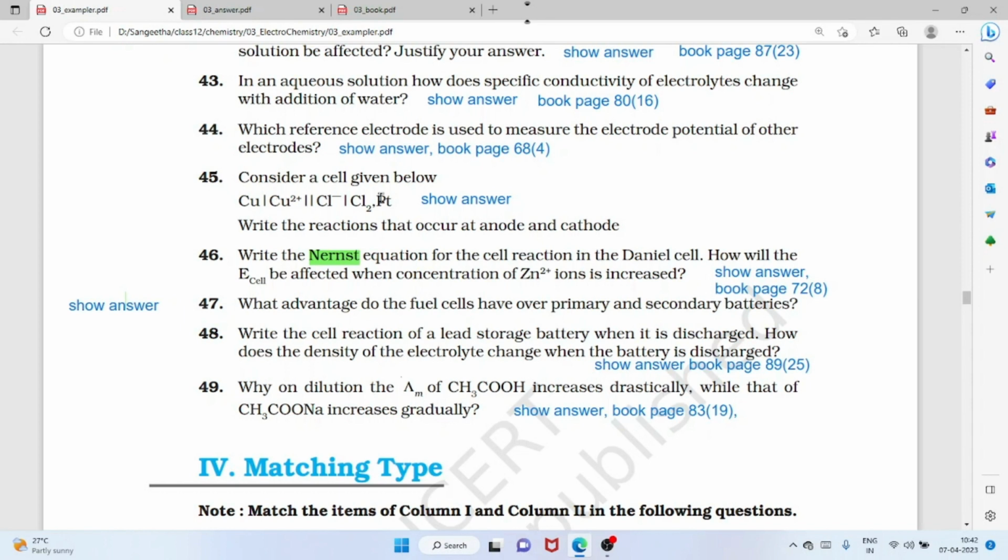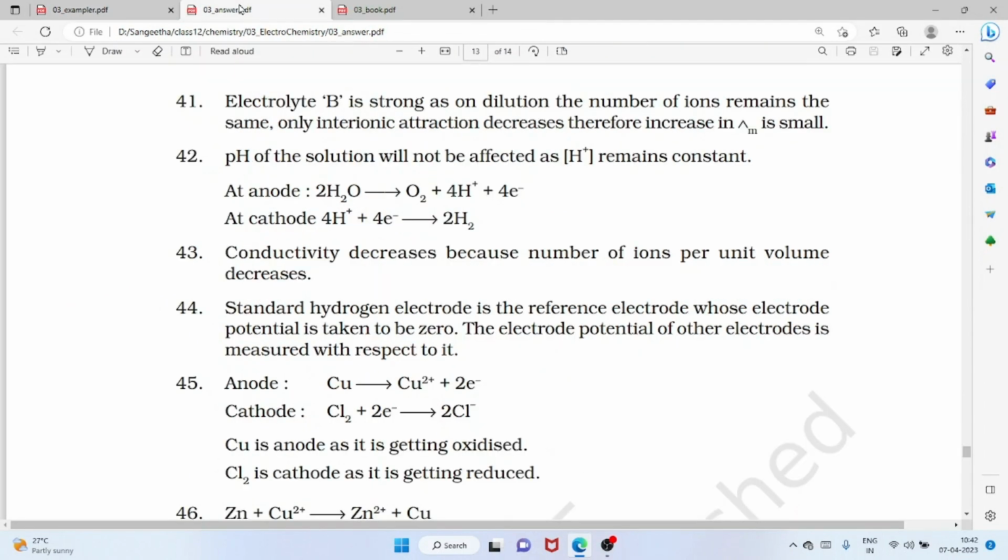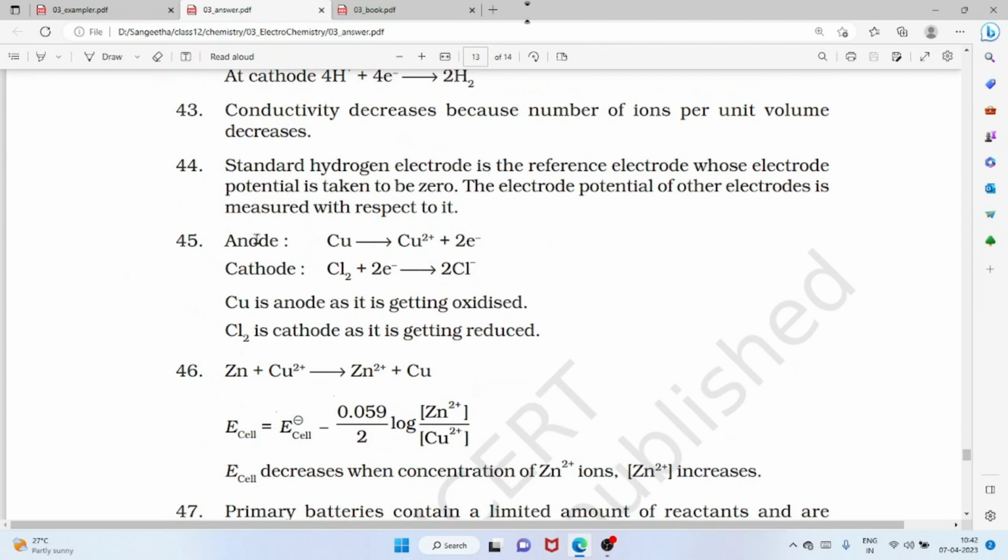Consider the cell reaction. Which reactions occur at the anode and cathode? Anode: oxidation, cathode: reduction. Oxidation of copper, reduction of chlorine.